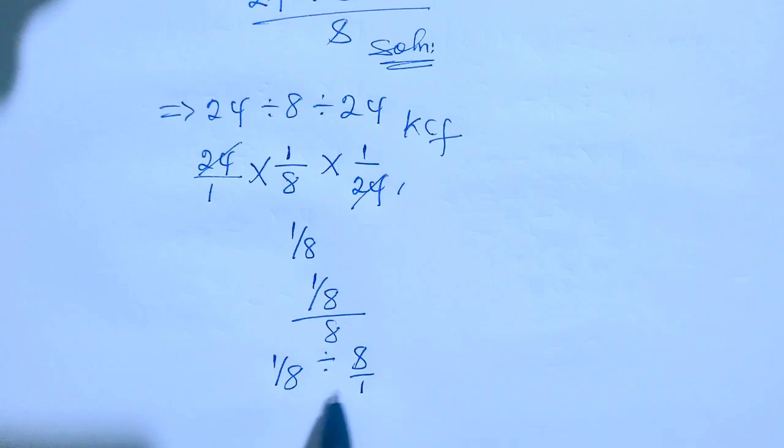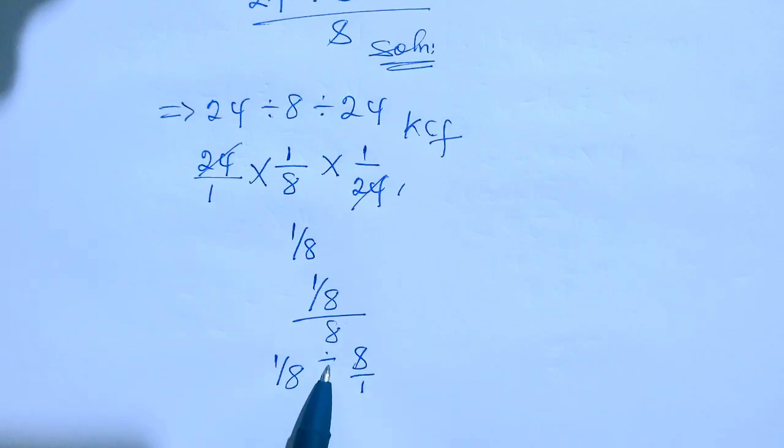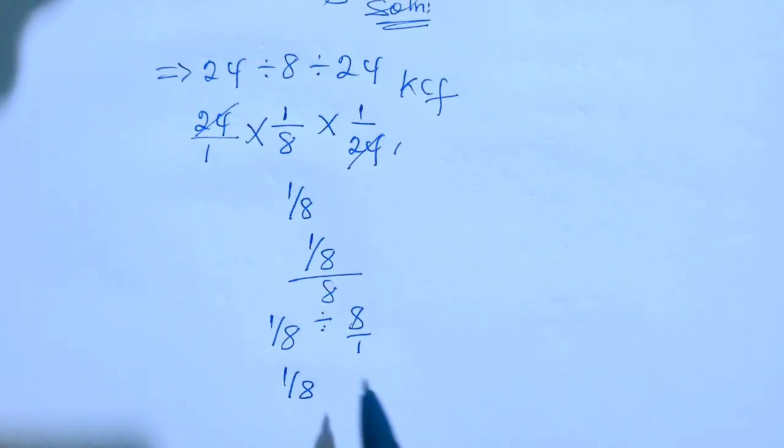Right now, we are going to apply KCF again. Now, we are going to keep 1 all over 8. Then we change this division to multiplication and we flip 8 all over 1. And that will give us 1 all over 8 multiplied by 1 all over 8.